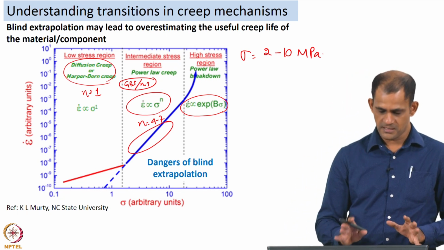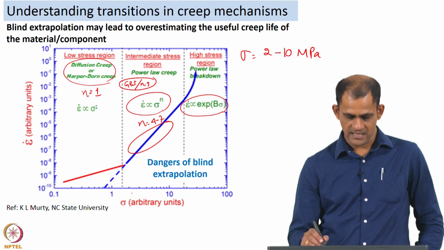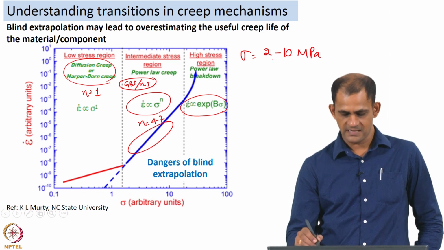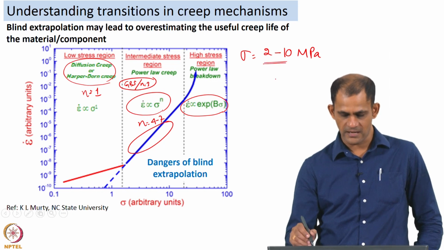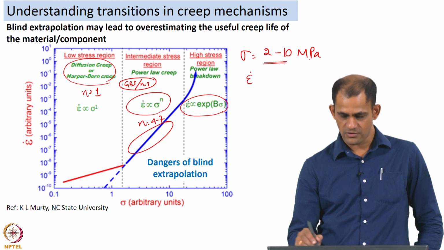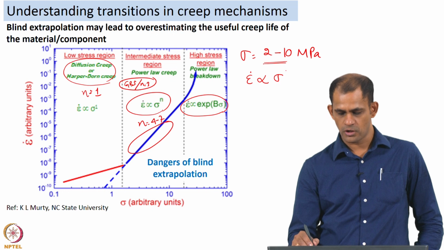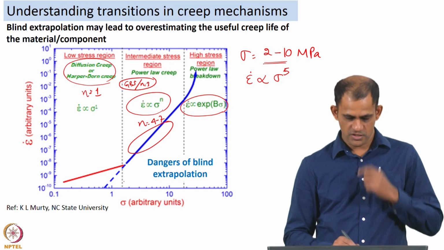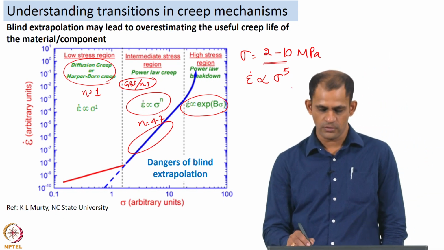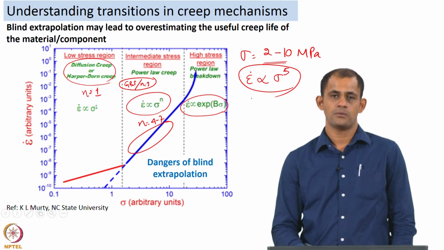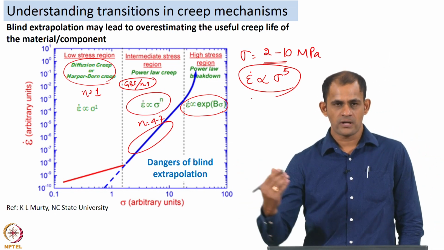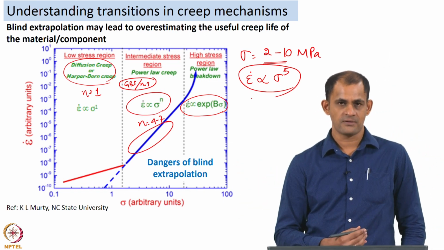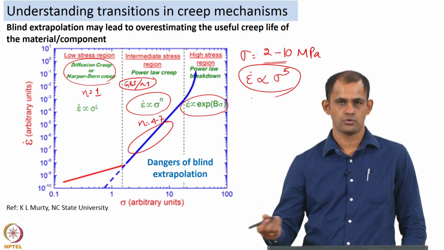Towards that end, this is an example. Let us say you have carried out your creep tests in the range of sigma equal to 2 to 10 MPa, and you found that in that stress range epsilon dot is proportional to sigma to the power 5. Since in that stress range you are in the power law creep regime, you found this kind of correlation. Now, why did you choose to do only 2 to 10 MPa and not lower? Well, as you go down in stress levels, the time to carry out a creep test also goes up.